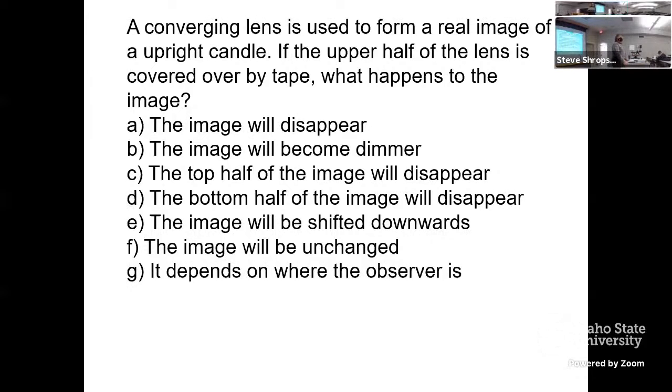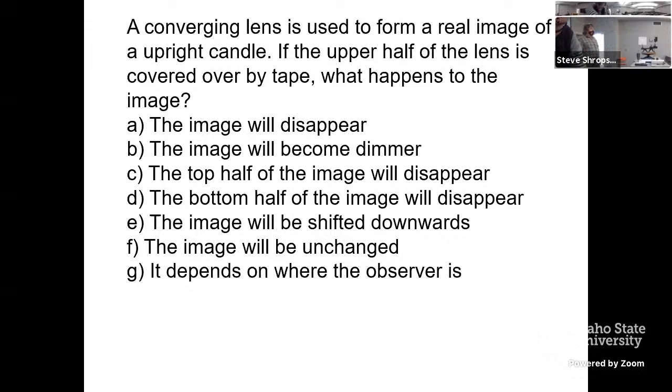Okay, folks, it's about that time. Thanks again for joining us today. Where we left off on Monday, we had this question posed about what would happen to the real image formed on a screen from a converging lens if we cover half of the lens. I would like to open up for discussion. We had defenses presented for either B, C, or D being correct, and those are the only possibilities. So it's all between B, C, and D.